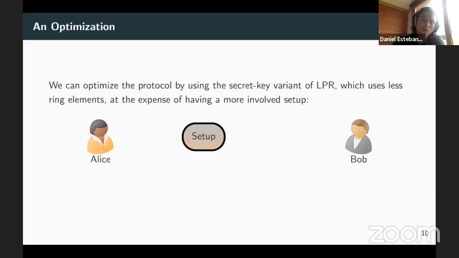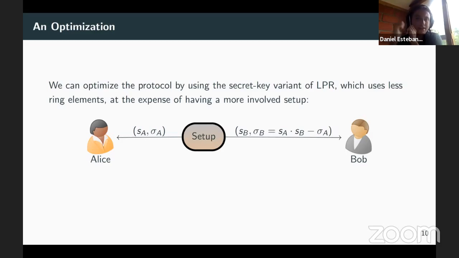So the setup will be the following. Alice will receive a pair, S_A and sigma_A. Bob will receive S_B and sigma_B, where sigma_B is defined as the product of the S's minus sigma_A. So effectively, if you sum up sigma_A and sigma_B, they equal the product S_A times S_B. This looks like some kind of OLE, but unfortunately it's not quite that, because S_A and S_B are supposed to be secret keys. So this is not exactly OLE, because they have to be drawn from a special distribution, not from a uniform distribution.